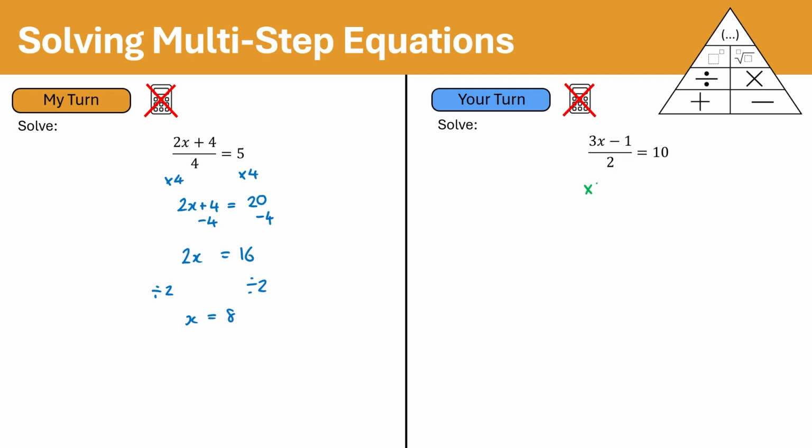So you should have multiplied both sides by 2. That would undo the division by 2 on the left. That leaves you with 3x subtract 1 is equal to 20. Then you want to add 1 to both sides to undo the subtracting 1.